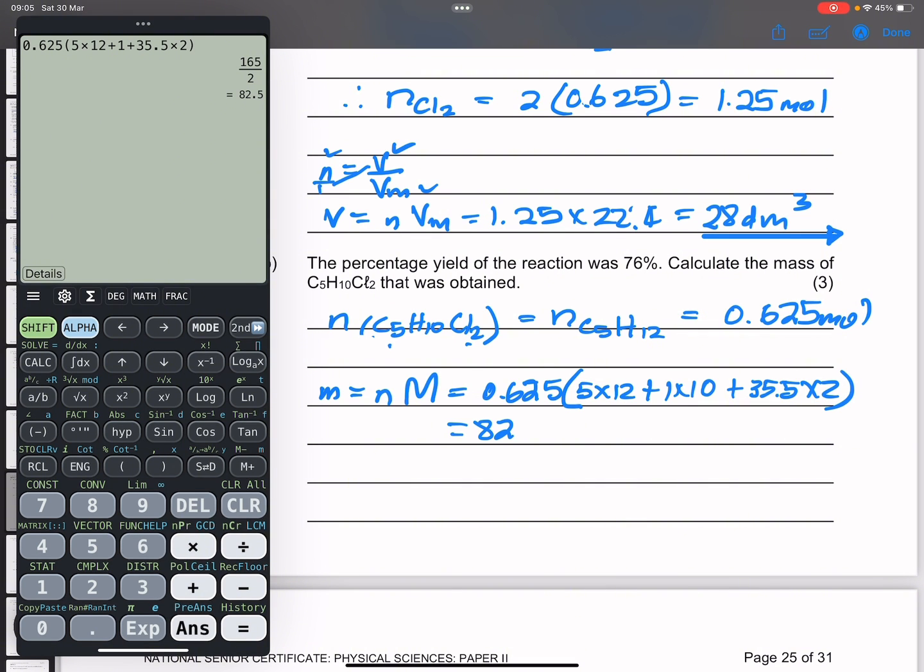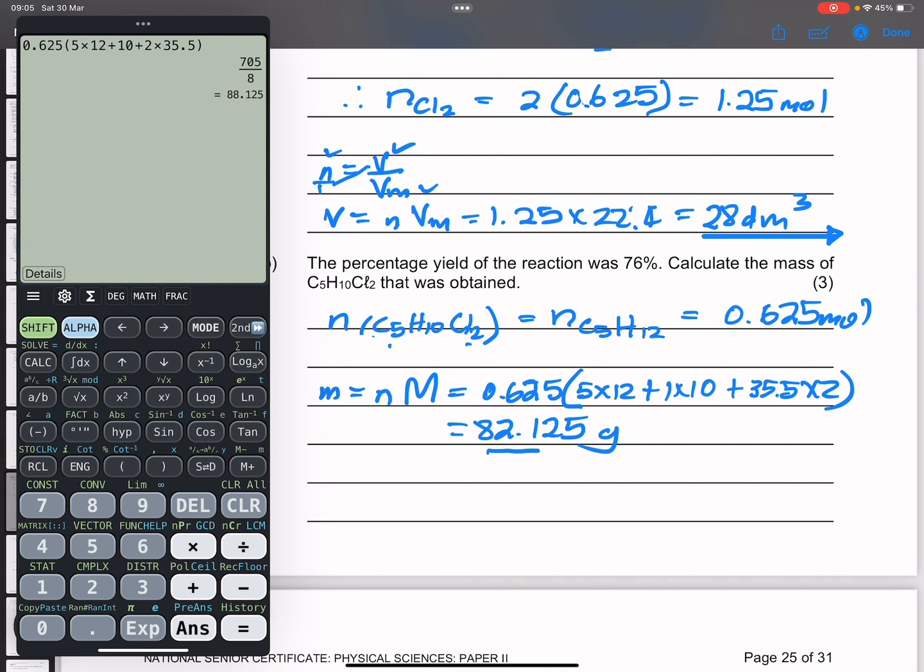No, man, I actually said 10. Let's say plus 10. 5 times 12, plus 10, plus 2 times 35.5. All right, there it is, because I tried this earlier on. I get 88.125 grams. I'm not going to round it off as yet. I'll round it off as the final answer.